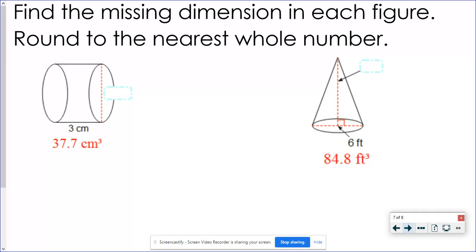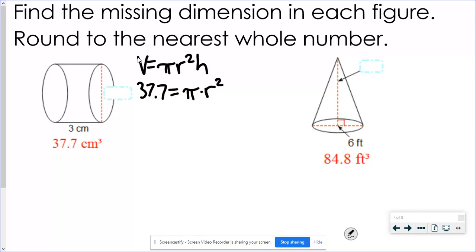Now for these last two, the cylinder, I'm looking for the diameter. The formula does not have a diameter in it. So I'm going to have to find the radius and then do another step to find the diameter. So cylinder, pi r squared h. The volume is 37.7. I don't know the r. And the height is 3. So I'm going to divide both sides by the pi and by the 3. Remember, two separate divisions. So 37.7 divided by 3 and then divided by pi gives me 4.0000, really close.